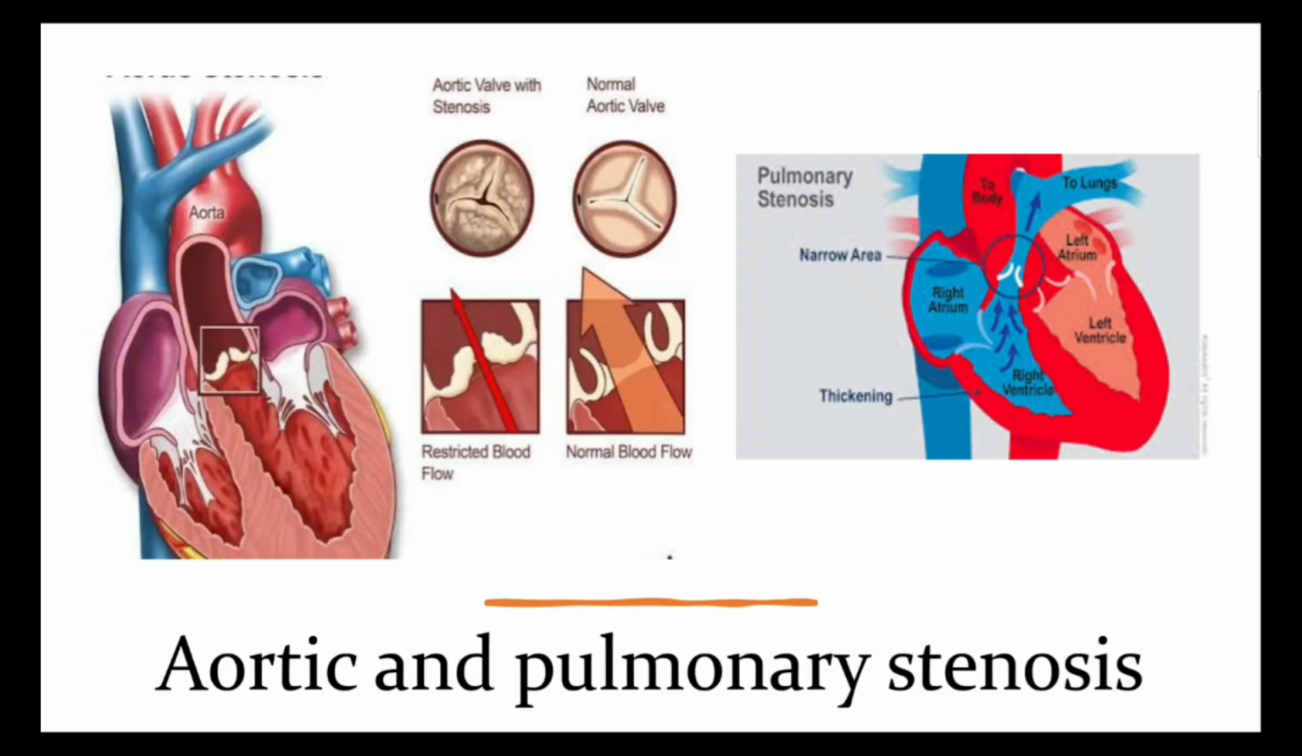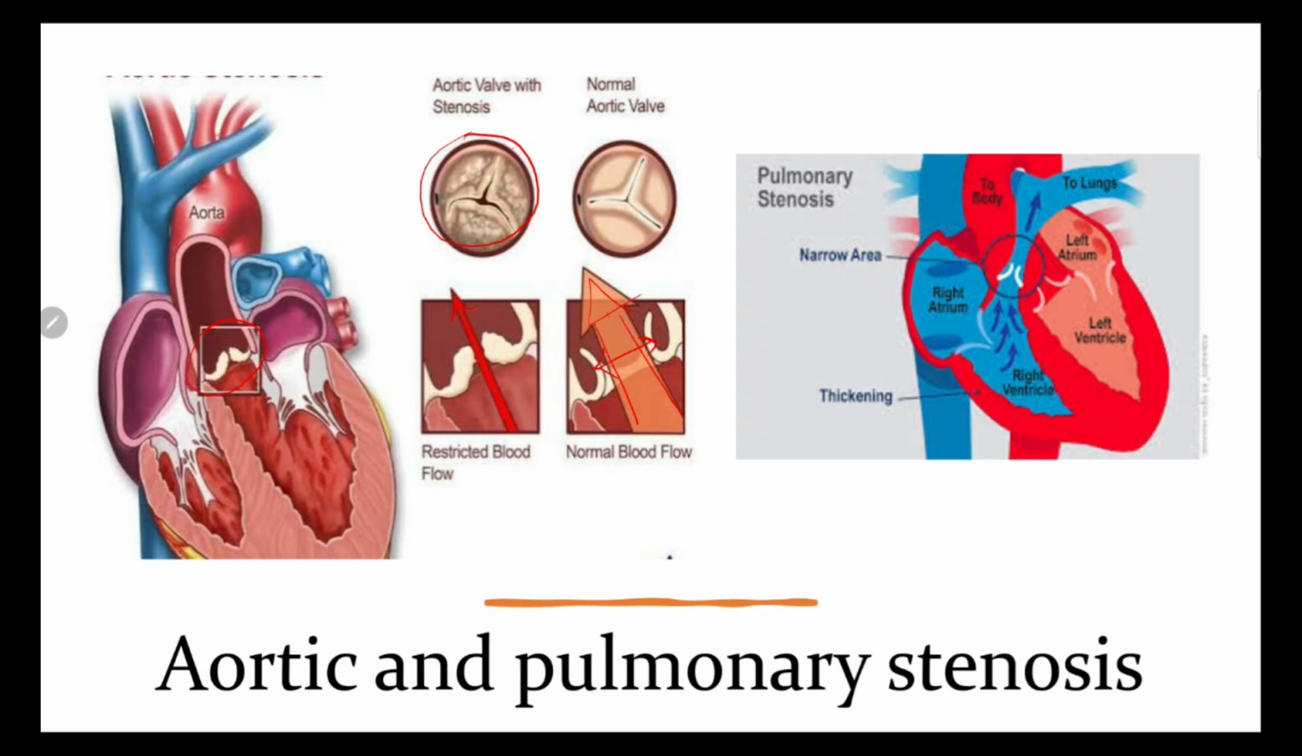Aortic and pulmonary stenosis. Aortic stenosis, the accumulation of fluid in the left ventricle causes its dilatation and hypertrophy. There is low cardiac output, which may manifest as syncope on exertion. Syncope is fainting on exertion. So here, as you can see, there is this aortic stenosis. So there is restricted blood flow. When you can see here normal blood flow, there is normal aortic valve.